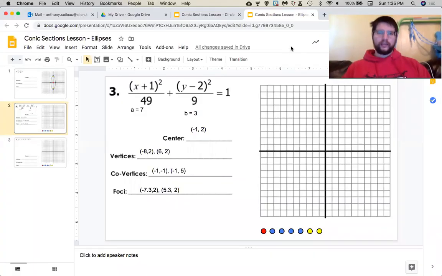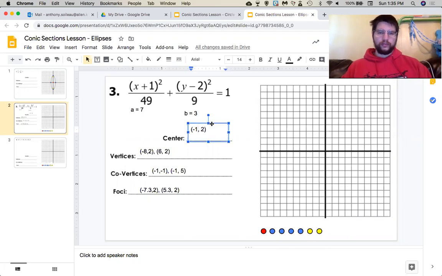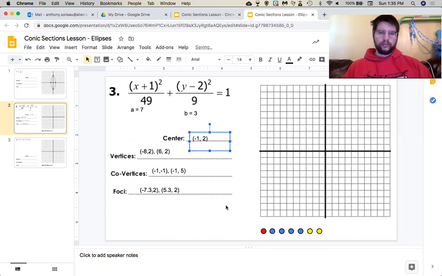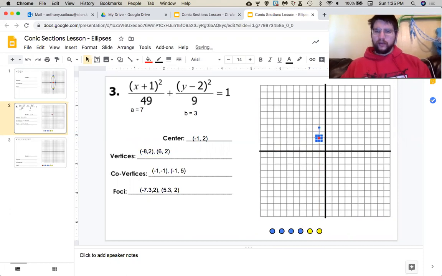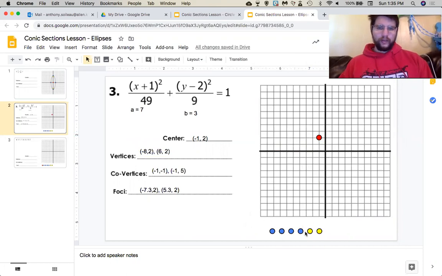1 minute. All right, guys, I'm back. So let's graph this ellipse. Center is -1, 2. That's going to put the red dot at -1, 2. Adjust a little bit. I don't need it to be perfect, but might as well do a little bit better. Vertices, -8, 2, and 6, 2.